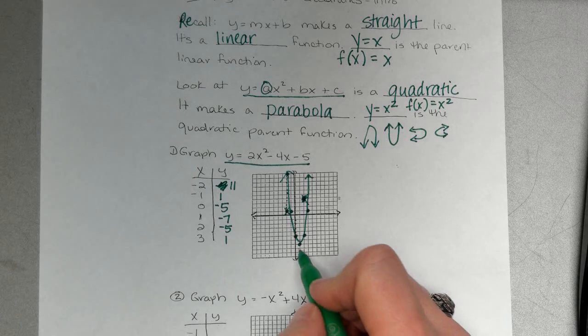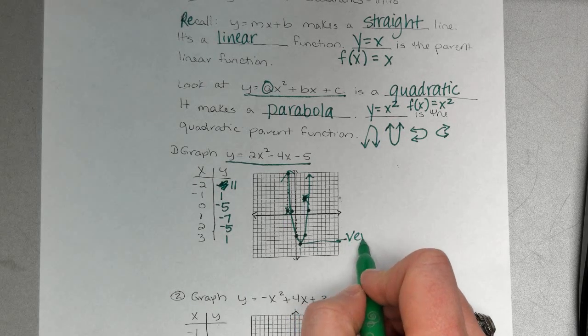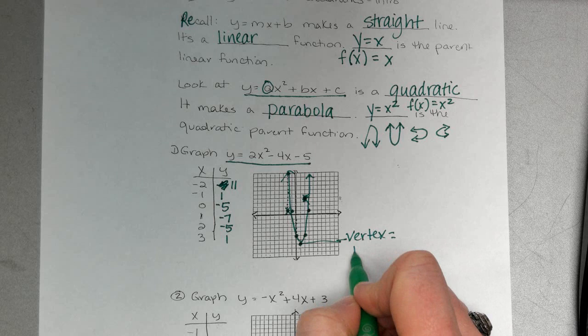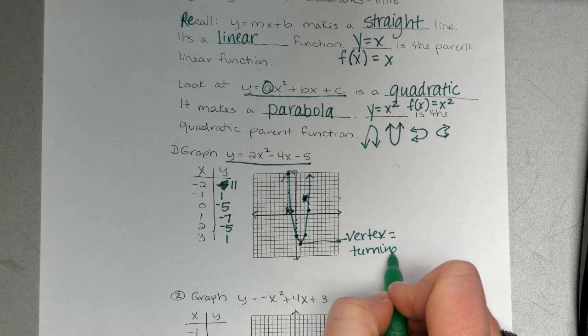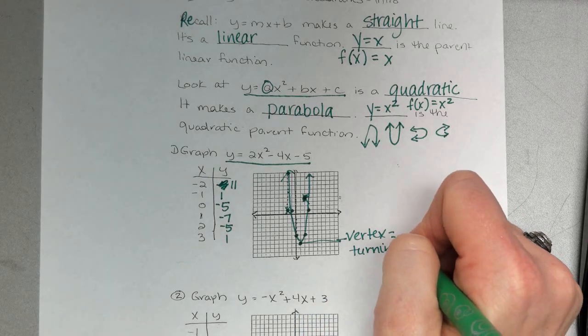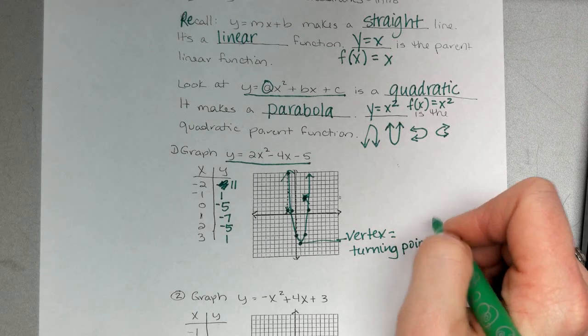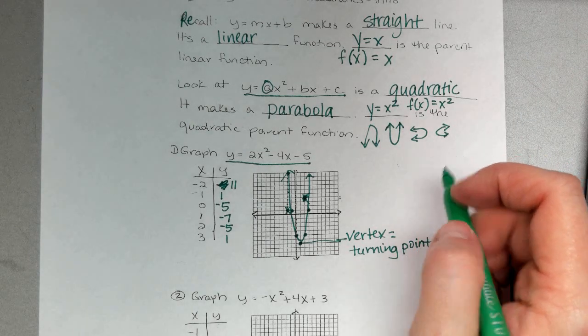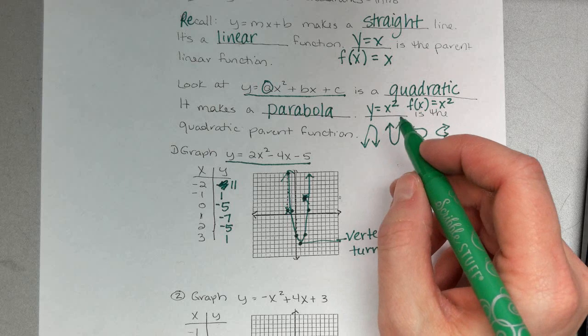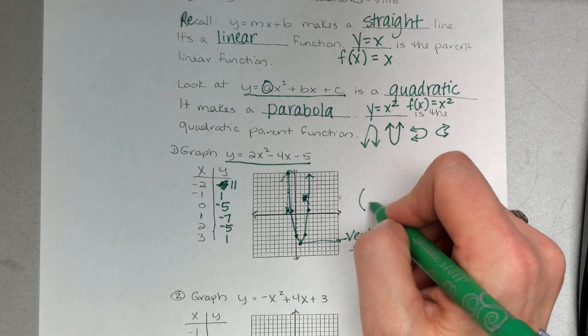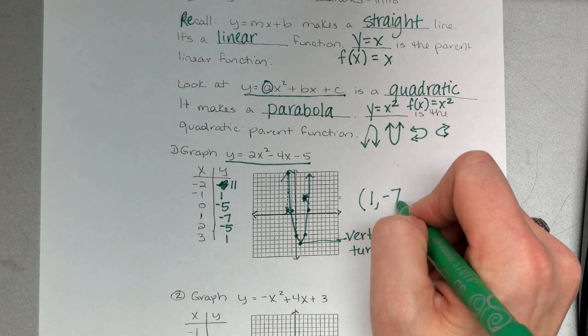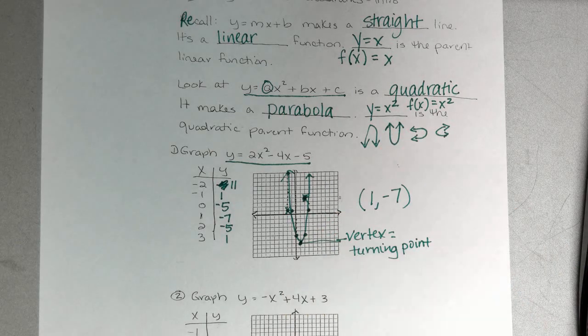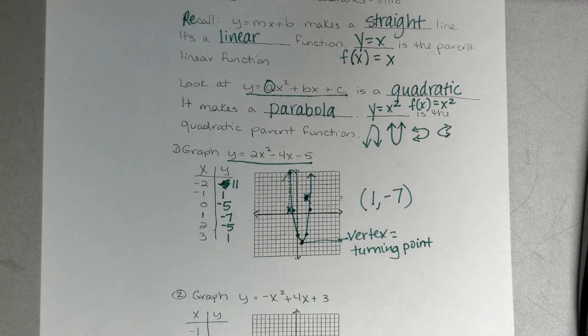We need to see where the turning point is. We call that the vertex. That's the turning point. That's where it starts to make the turn in the opposite direction. Okay? So the vertex, remember vertex starts with a V. It's the point of the V, the tip of the V. That's going to be at 1, negative 7. That's where this is. Okay? So you need to be able to tell me where the vertex is. Let's look on the second page right quick.